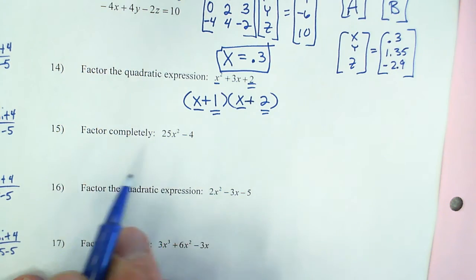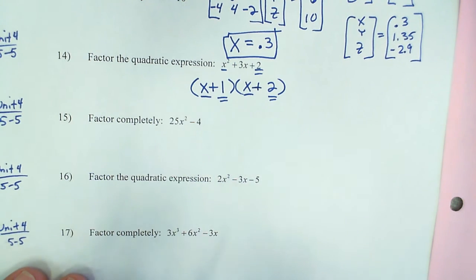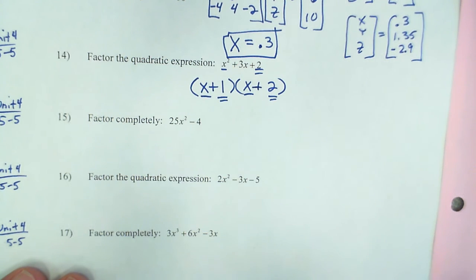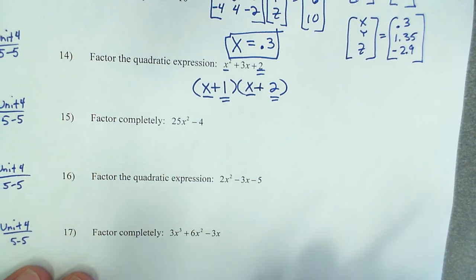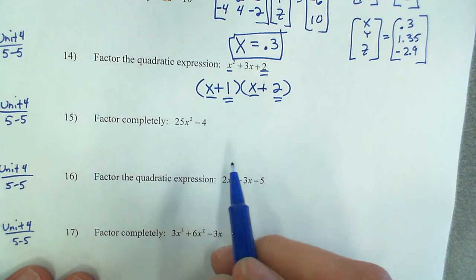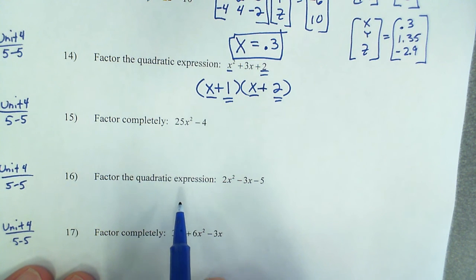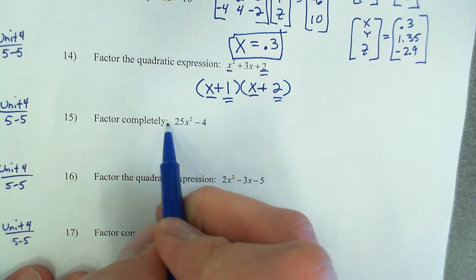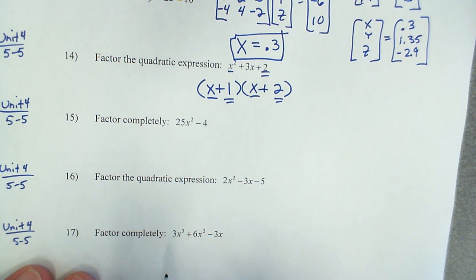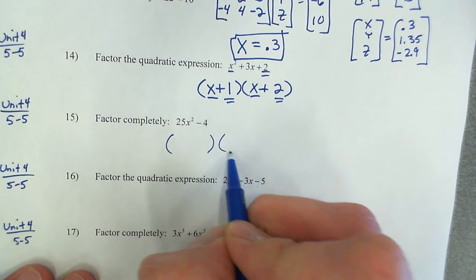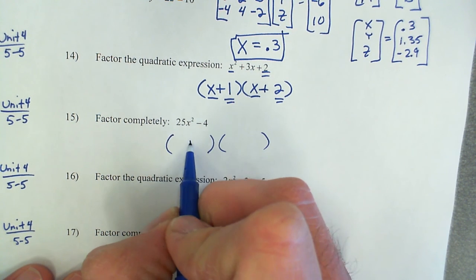Okay. Number 15, we only have 2 terms here. First, we should check for a common factor. So we got a 25 and a 4. There's not a common factor there, and there's not an x in both, so we have no common factor. Is 25 a perfect square? Yes, it is. Is 4 a perfect square? Yes, it is. And we've got subtraction. That means these are going to factor into conjugates.